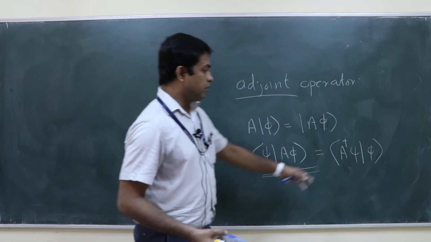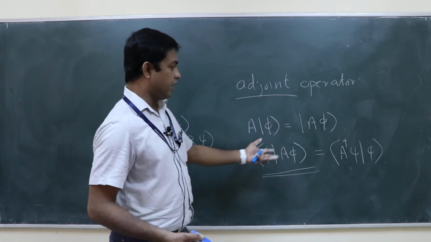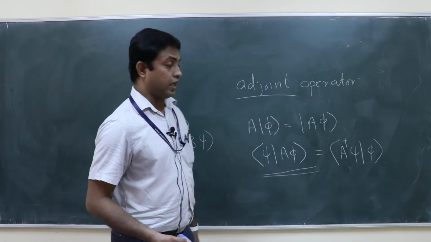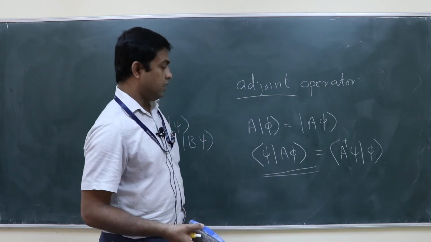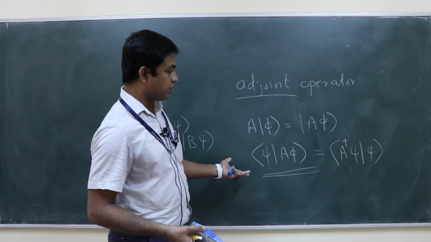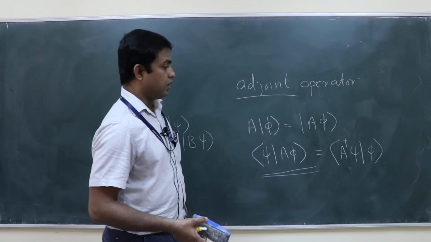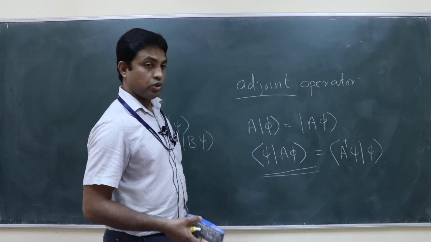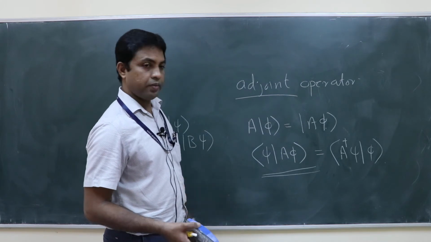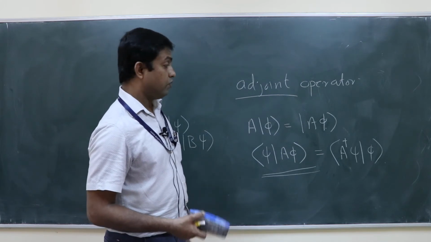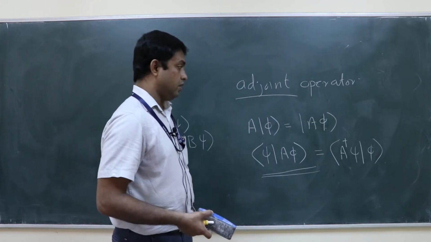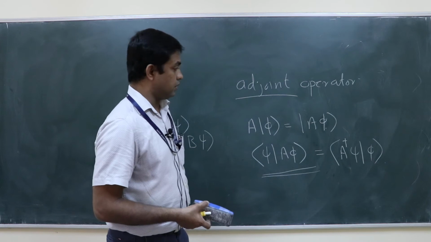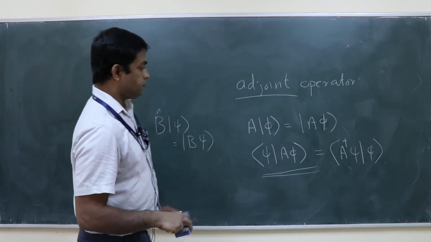So in principle, you have to find any operator's adjoint. If it is a finite dimension, you can find that adjoint very easily. If it is a densely defined operator, you can also find the adjoint. But for an infinite dimensional vector space, finding the adjoint may not be easy, and it may not even exist. It's not guaranteed.